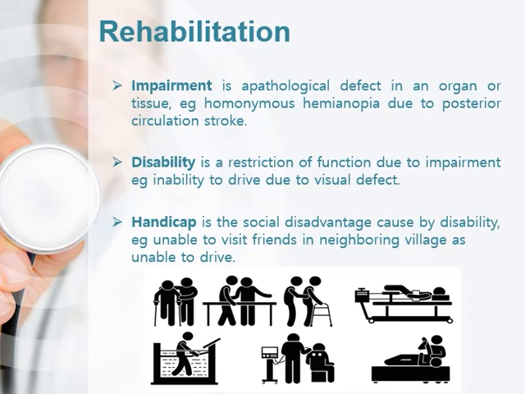Impairment is a pathological defect in an organ or tissue. For example, homonymous hemianopia due to posterior circulation stroke. Disability is a restriction of function due to impairment, for example, inability to drive due to visual defect. Handicap is the social disadvantage caused by disability, for example, unable to visit friends in a neighboring village as unable to drive.